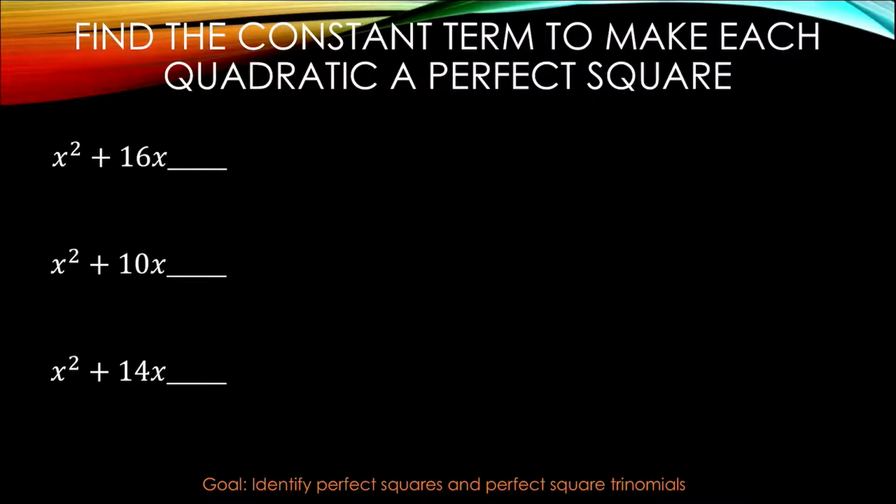Okay, I want you to be able to find the constant for each quadratic. So pause the video, find what that constant would be if these were all perfect squares. Alright, so let's see. I'd take 16 divided by 2. I get 8. 8 squared gives me 64. This would have to be a positive 64.